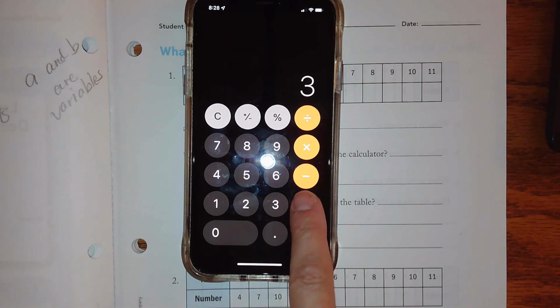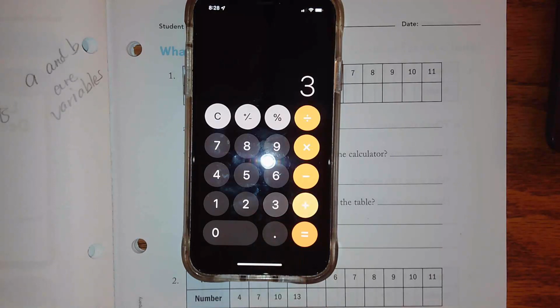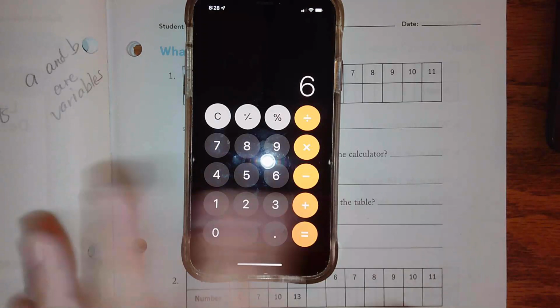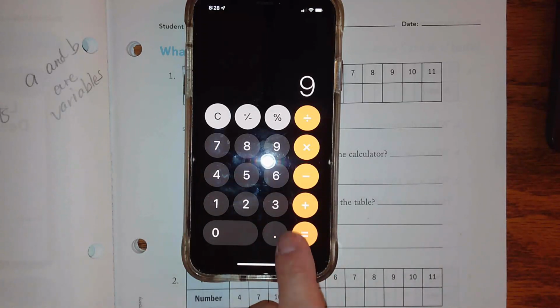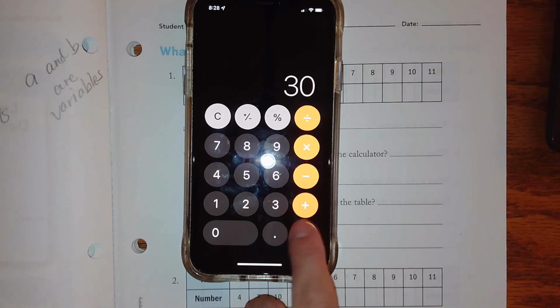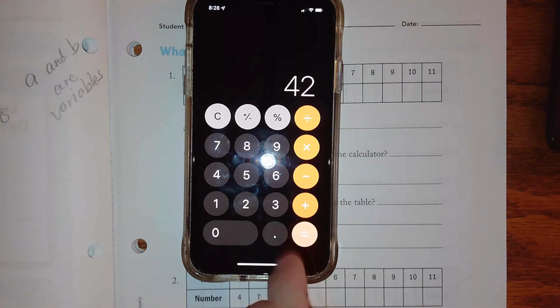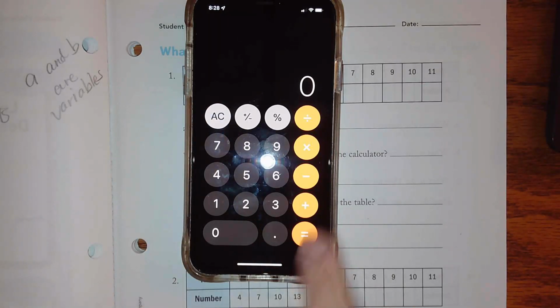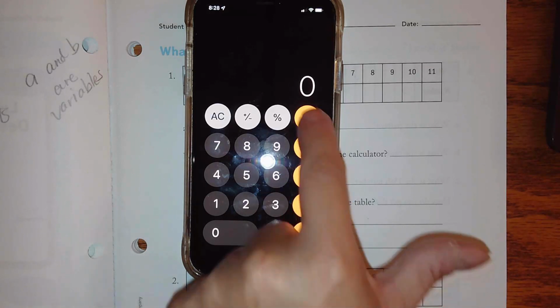So in this case, I'm going to say 3 plus 3. I'm going to say equals, and then without even pushing anything else, equals, equals, equals. You can do this for however long you want to figure out what the next number in the pattern is going to be. Now I'm going to clear that out. I'm going to show you how you could do the same thing using addition, subtraction, multiplication, or division.